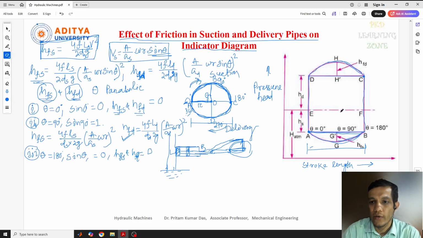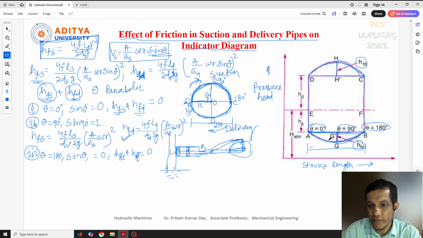Now see here, theta equal to 0 degrees, we got sine theta 0. Theta equal to 90 degrees, we got some value. And theta equal to 180 degrees, again it comes to the 0 point. That means half of the revolution is completed, and we got the same value again. So the variation of HFS and HFD is parabolic in nature. This much distance is nothing but HFS, and similarly the distance here is HFD. This parabolic nature we need to represent in the indicator diagram. So how do we find this area?